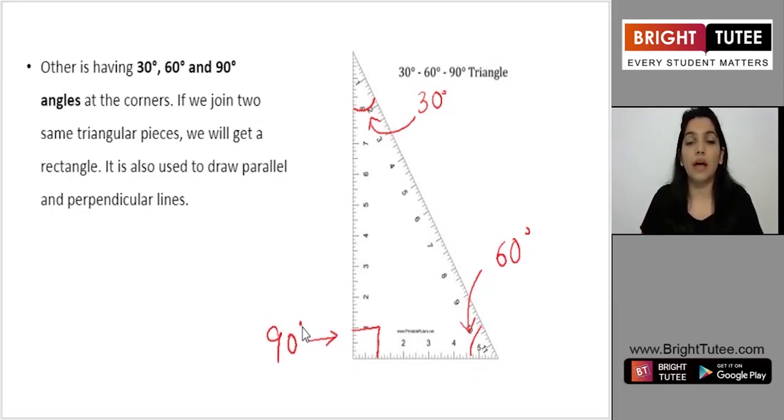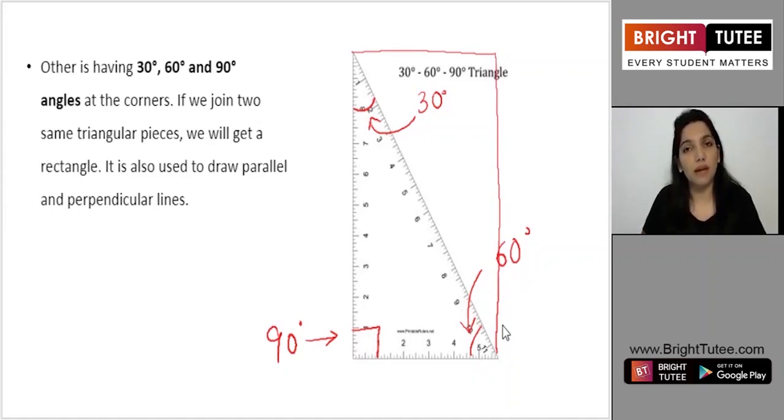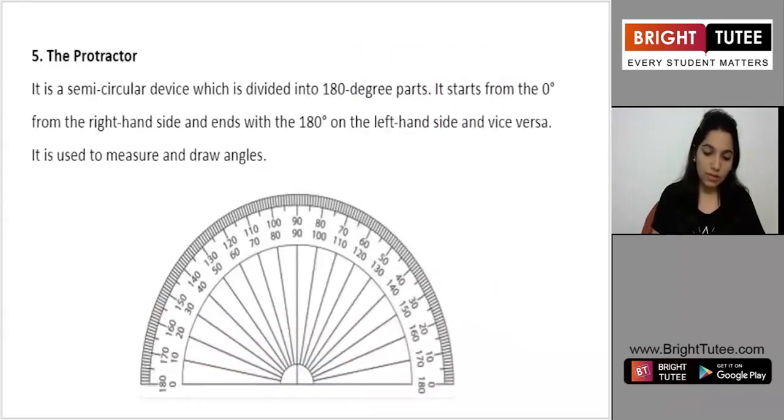So having 30, 60 and 90 degree angles at the corners, if we join two same triangles, we will get a rectangle. If you put a similar kind of triangle here, you will see that we have formed a rectangle. It is used for drawing parallel and perpendicular lines, right? So simple.